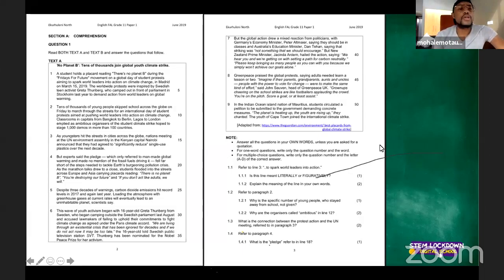Okay, let's move. So as you can see on my text, on the left-hand side it has the paragraph numbers, and on the right-hand side it has the line numbers. So now we go to paragraph 1. It says, "A student holds a placard reading 'There is no planet B' during the Fridays for Future movement on a global day of student protests aiming to spark world leaders into action." This is where we're going to leave it for paragraph 1. We go to paragraph 2. It says, "Tens of thousands of young people skipped school across the globe on Friday to march through the streets for an International Day of Student Protests."